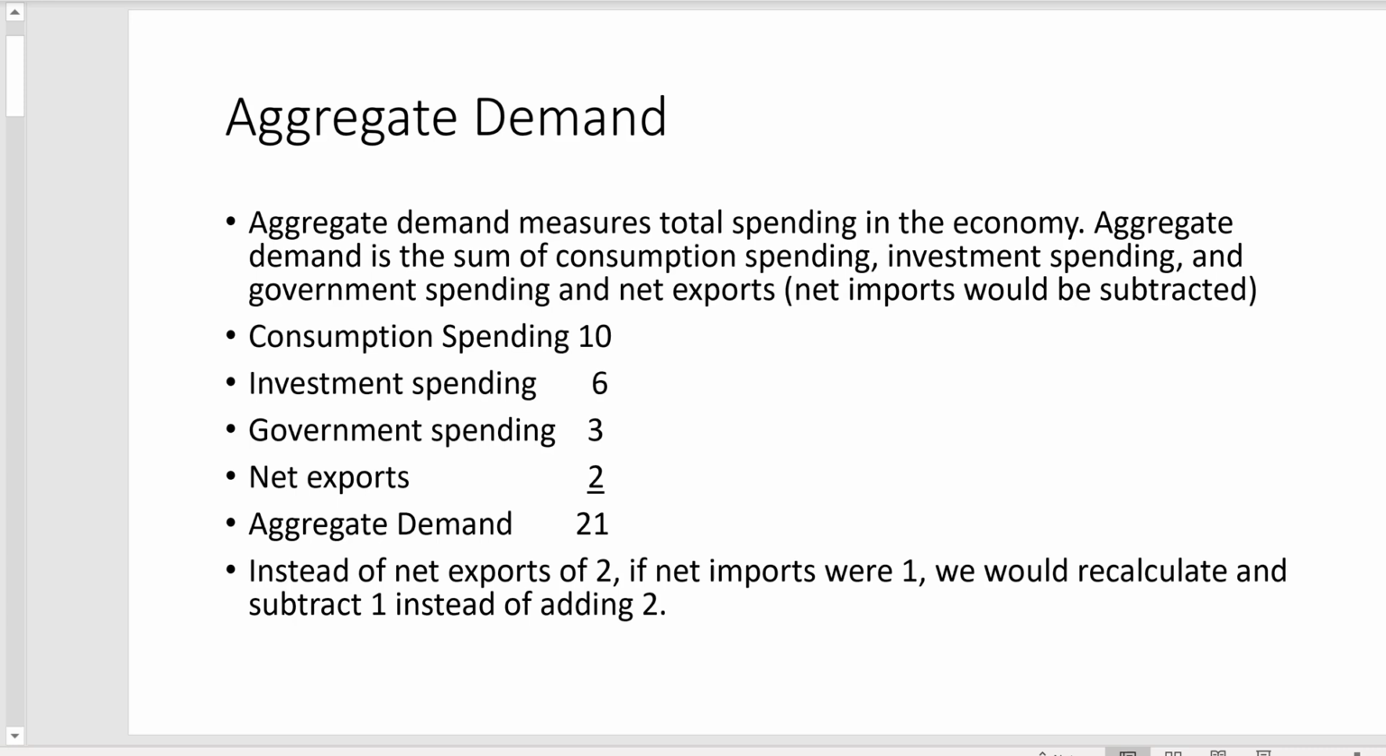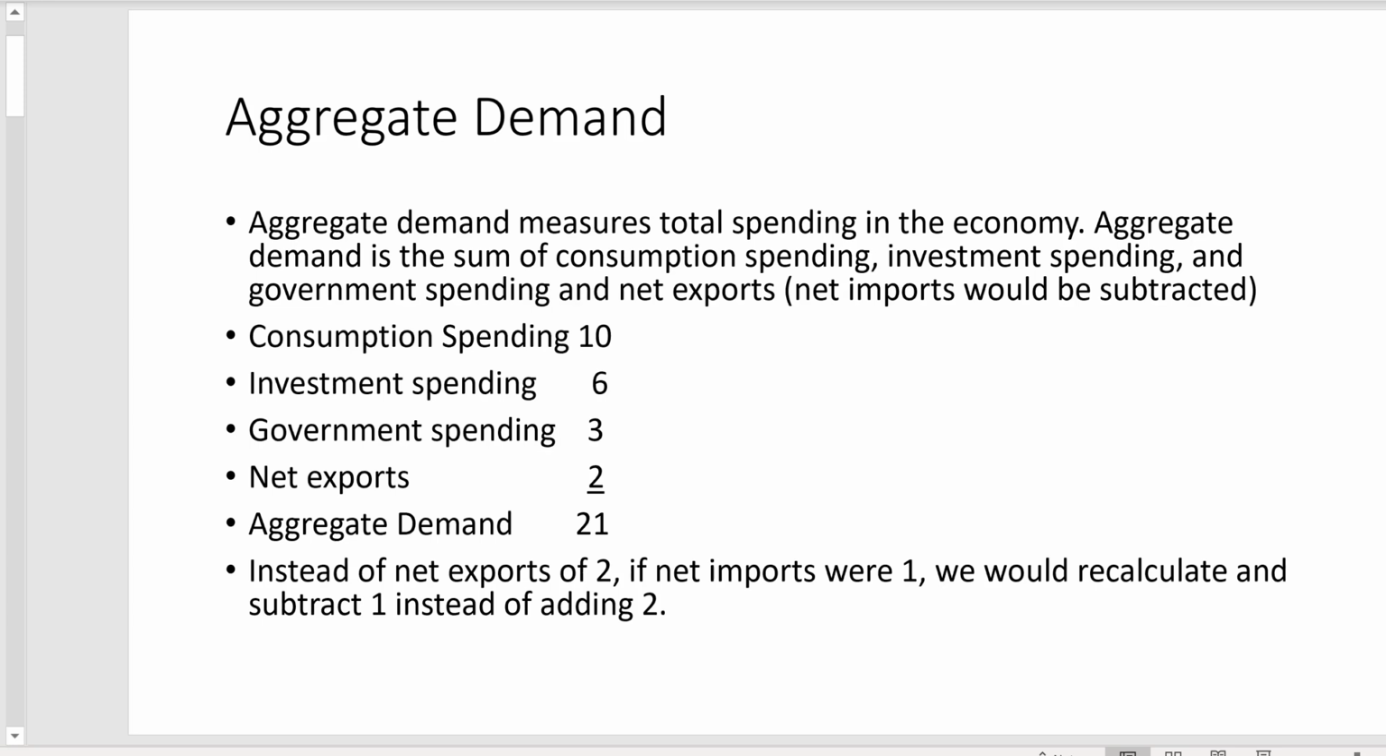So here's how you would measure aggregate demand, or total spending in the economy. You got consumption spending. If that were 10, it would probably be 10 billion. Investment spending, if that was 6 billion. Government spending, 3 billion. Net exports, 2 billion. That implies that exports are greater than imports. And your aggregate demand would add up to 21 billion.